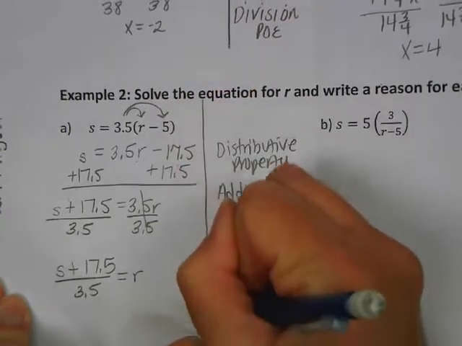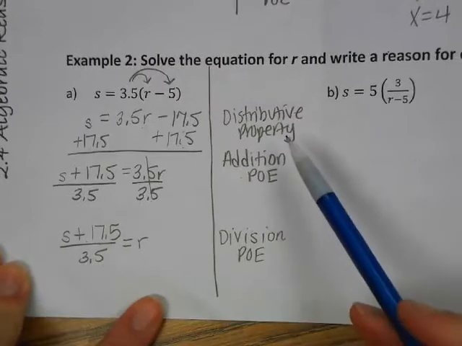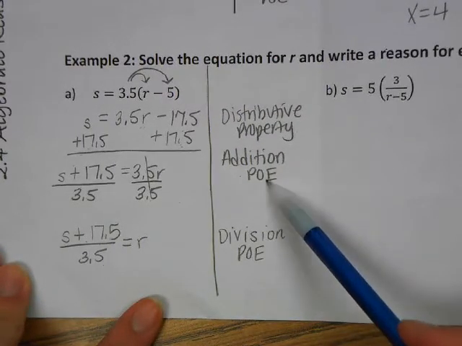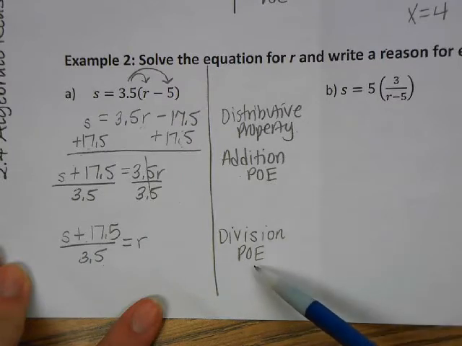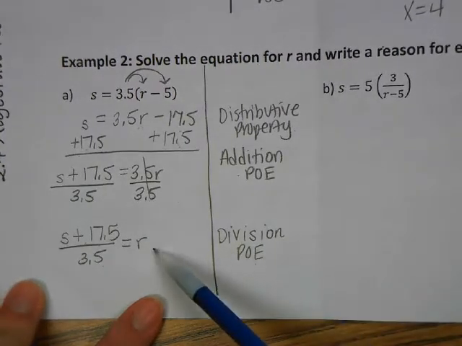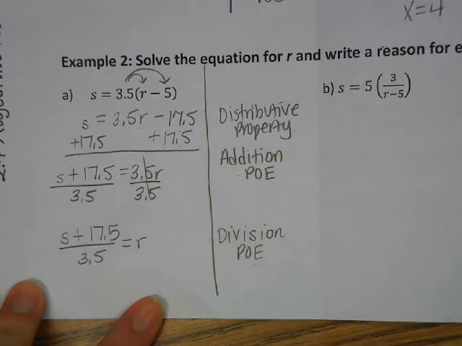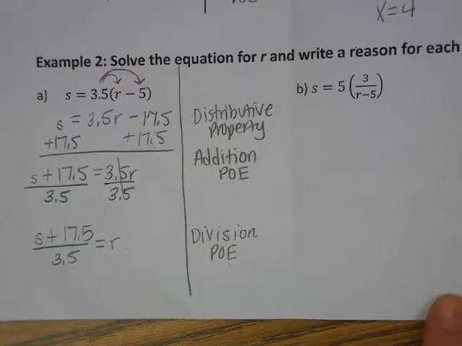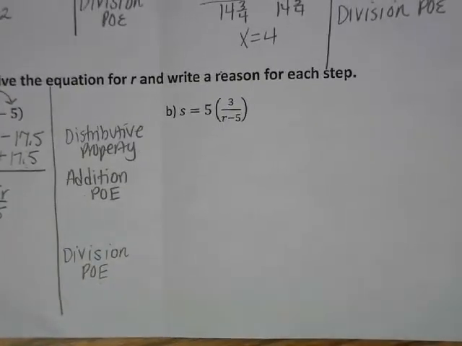So that's all you do. This is basically 3 steps: distributive property, then the addition property of equality, followed by the division property of equality, and now we solve the equation for r. We got r by itself. We're going to do the same thing for part B. We're going to get r by itself.